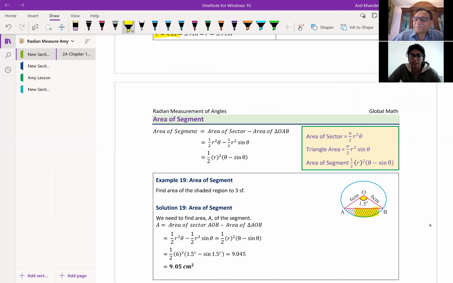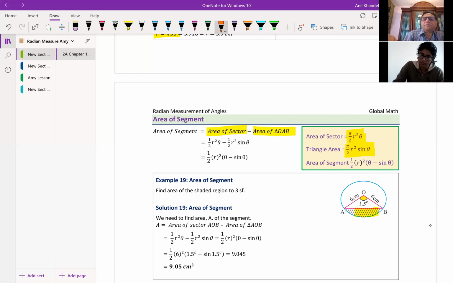So area of the segment will be what? You need to take away the area of the triangle from the area of the sector to get the result, correct? We already know that area of the sector is half r squared theta. We just derived this formula, right? The triangle formula, which is half r squared sine theta, I have not derived here, but we can just quickly go through the derivation of the area of the triangle in this particular situation. Not an issue, so we'll just go through it.